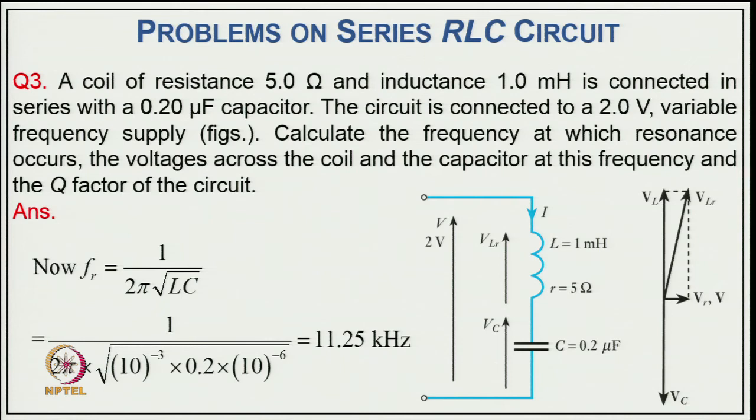So, the circuit is connected to a 2 volt variable frequency supply. Calculate the frequency at which resonance occurs, the voltage across the coil and the capacitor at this frequency, and the quality factor of the circuit. You have been given L equal to 1 millihenry, R equal to 5 ohm and C equal to 0.2 microfarad, and f_R is 1 upon 2 pi under root L C. So, it will be 1 upon 2 pi under root 10 power minus 3 into 0.2 into 10 power minus 6. So, it comes to 11.25 kilohertz.